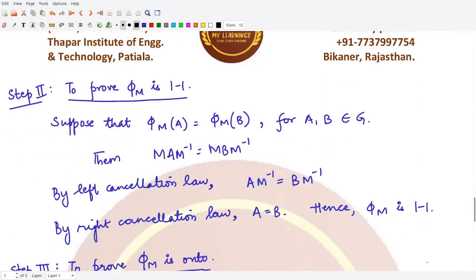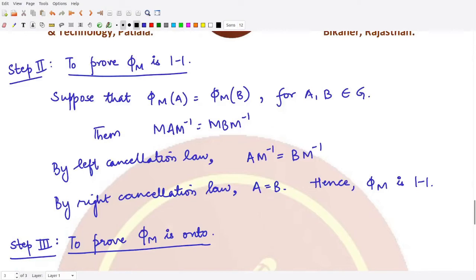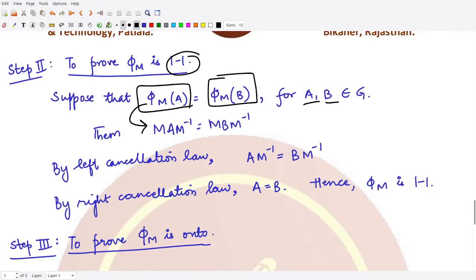Moving forward, we need to prove that phi M is 1 1. So how can we prove that? We can take the images of 2 elements as equal, and we will prove that A and B are also equal to each other. So now if we take A and B from the set G and phi M A is equal to phi M B, then according to definition phi M A is M A M inverse, and phi M B is M B M inverse.